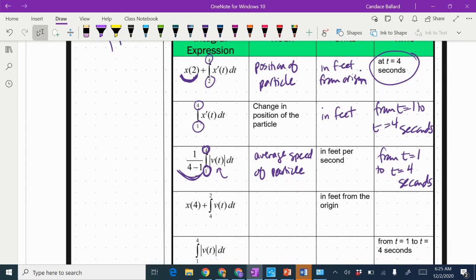All right, looking at this one here, I definitely have an initial position that I'm starting at, but notice it's kind of going backwards. It's going to 0, t equals 2. So really what we're looking at for time is whatever that upper limit is. So at time t equals 2. And again, it's doing the same thing as the first one. It's talking about the position of the particle.